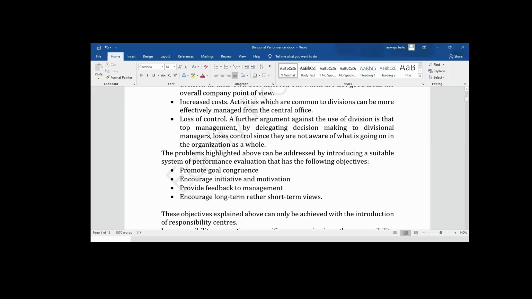All right. So we must introduce performance evaluation method. Now, to achieve the highlighted objective, what are these objectives? Promote goal congruence, encourage initiative and motivation, provide feedback to management. To achieve this objective, company must introduce responsibility centers and responsibility accounting.